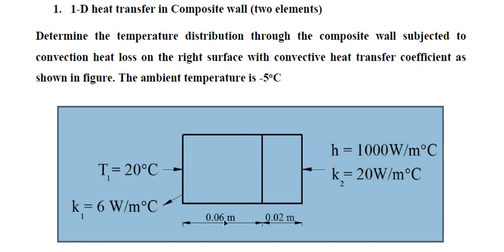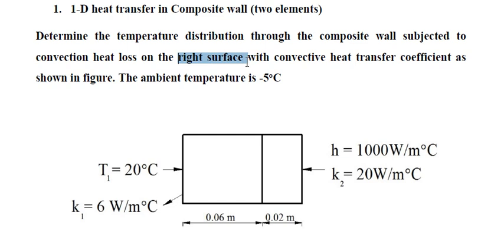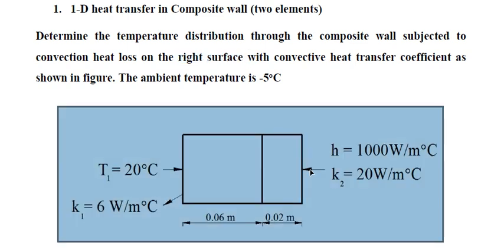The length of the first element is 0.06 meter. The length of the second element is 0.02 meter. And at the right surface, that is at this end, there is free end convection, where the temperature at this end, meaning the surroundings, is minus 5 degrees centigrade.